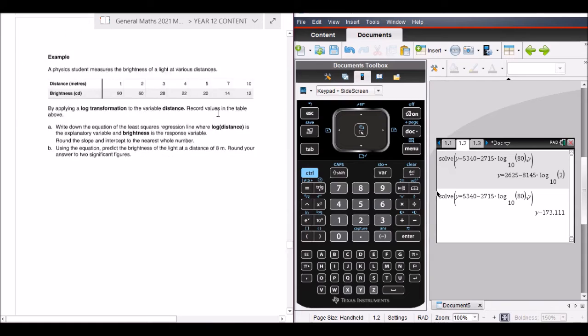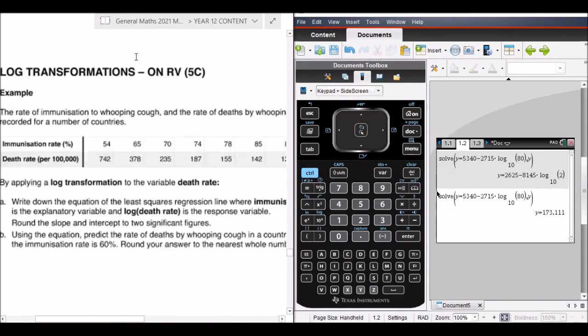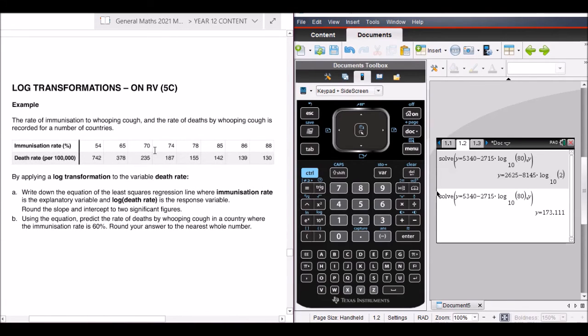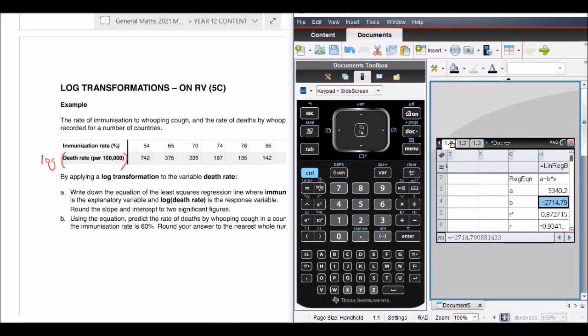But I'm going to skip this, and we'll do a transformation instead on the RV, because it's the same question. So let's check this out. Same scenario, but instead of doing a log transformation on my immunization rate, it's going to be a log transformation on the death rate. So let's go back to this.